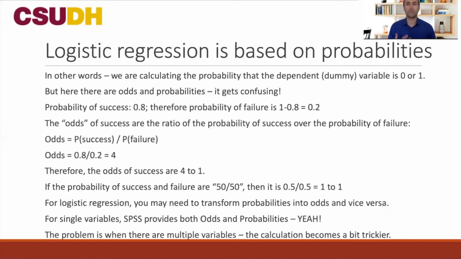That's where we get these gambling terms. You think of bookmakers and horses. If the probability of success and failure are 50-50, then it's 0.5 divided by 0.5, which is 1-to-1. For logistic regression, you may need to transform probabilities into odds and vice versa. For single variables, SPSS and the results output provide both odds and probabilities, which is great. The problem is when there are multiple variables, and here the calculation becomes a bit trickier.